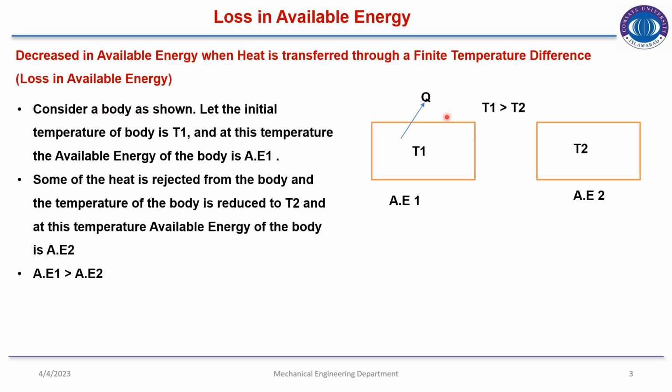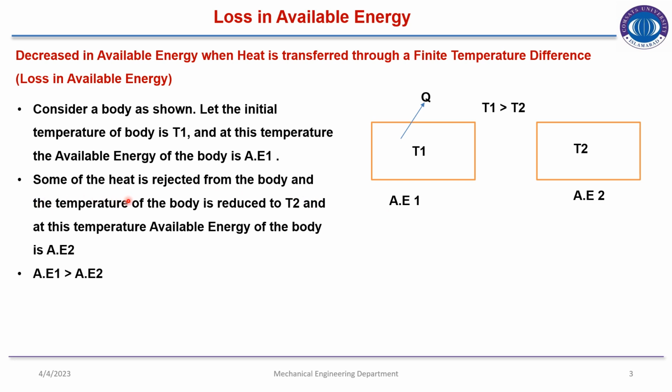So consider a body as shown. Here a body is shown. Let the initial temperature of the body be T1, and the available energy of the body at temperature T1 is AE1. AE is the abbreviation of available energy. As the available energy depends on the temperature of the body, at T1 the available energy of the body is AE1.